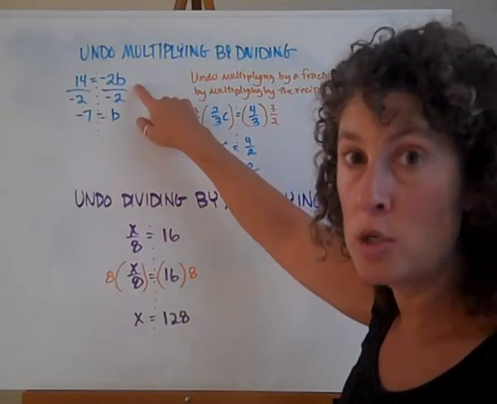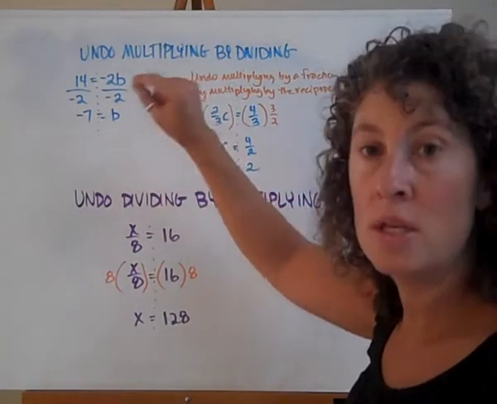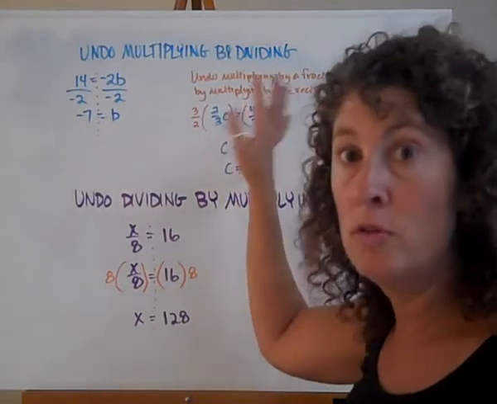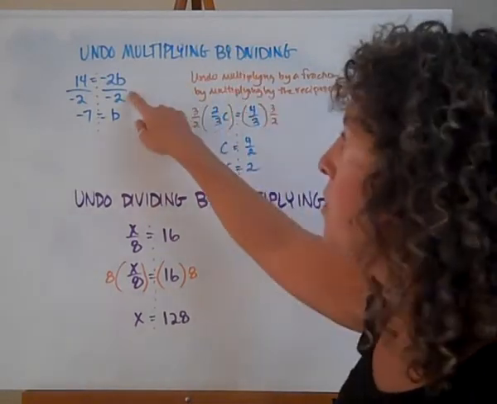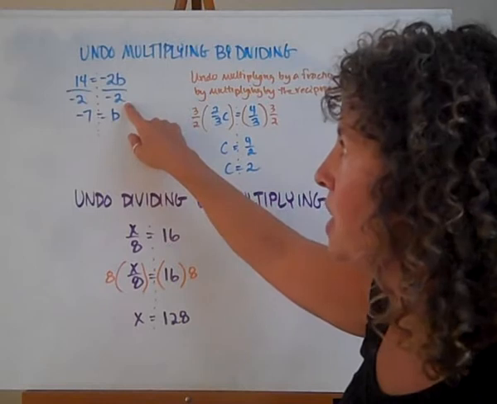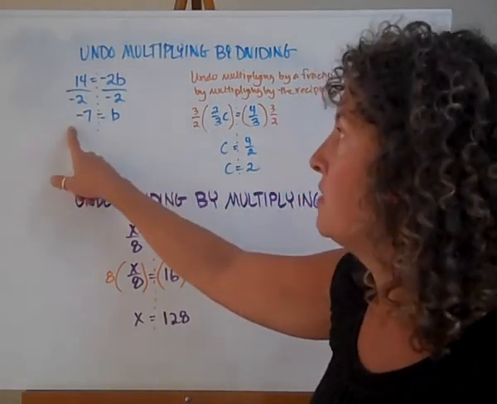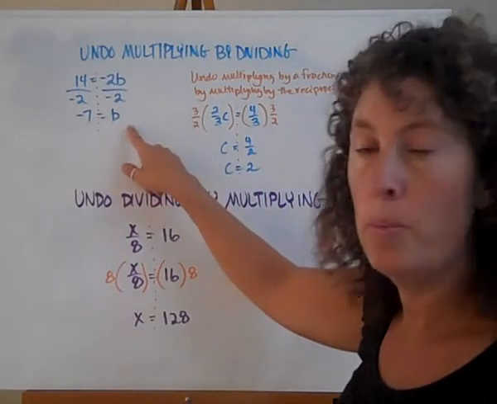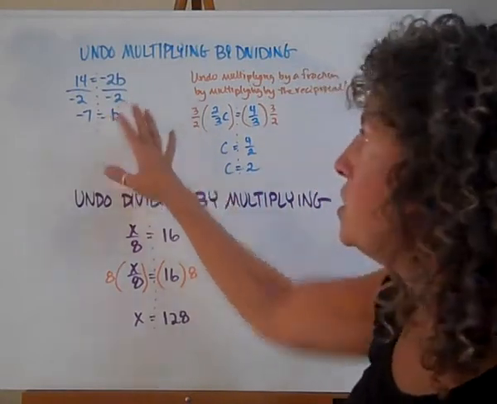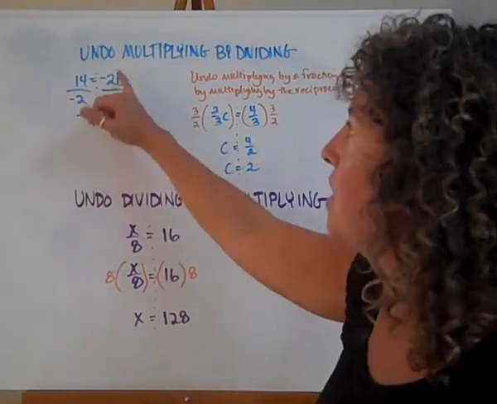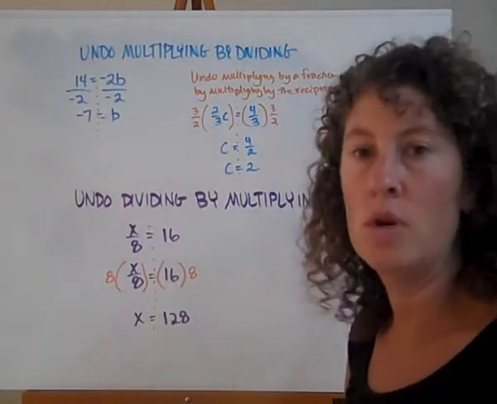Notice I'm using a fraction bar for division. I'm not using that line with 2 dots. We've kind of moved away from that in algebra. So I've got a fraction bar on the right, dividing by -2. Fraction bar on the left, dividing by -2. I have -7 on the left, and this leaves me with b on the right-hand side. If I do a mental math check and go back, -2 times -7, yes, that is 14.